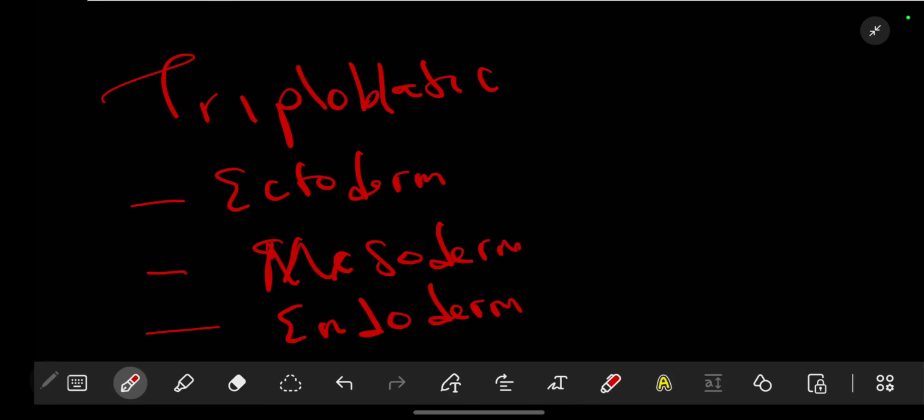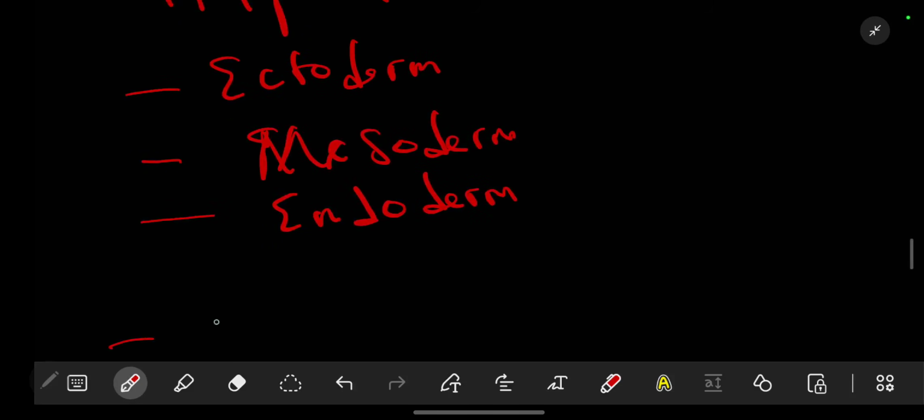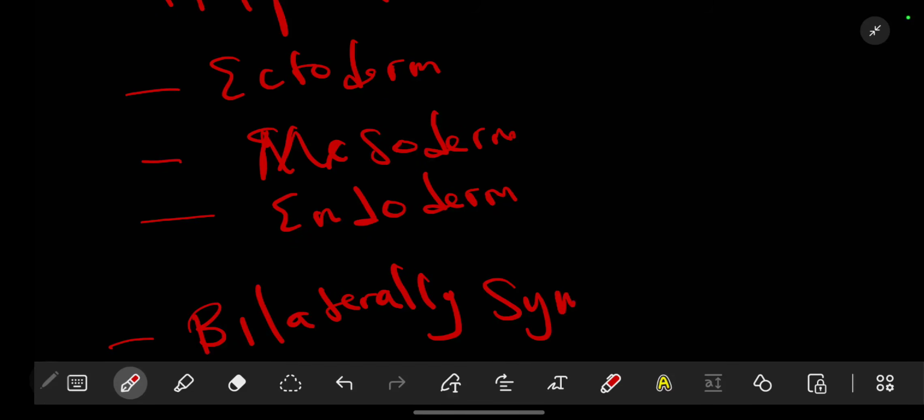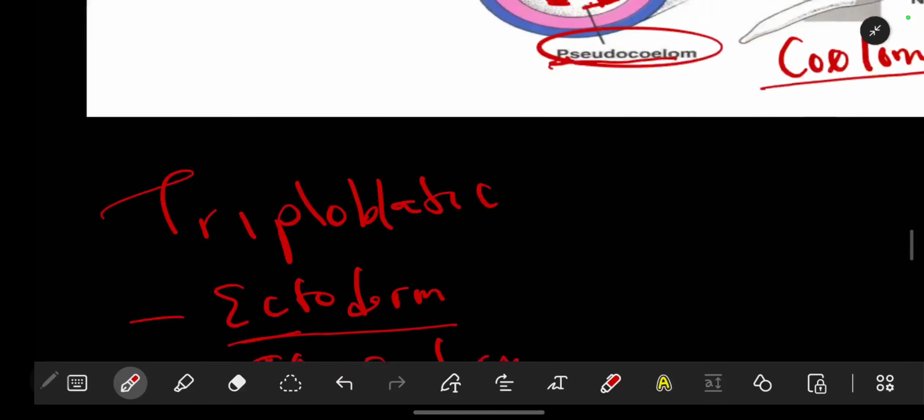So they are triploblastic, and they are also bilaterally symmetrical. So this knowledge is important, especially for multiple choice. They are bilaterally symmetrical. So as you can see, the middle is the mesoderm, the inner is the endoderm like that. So ecto is outside, meso middle, endo is the inner.